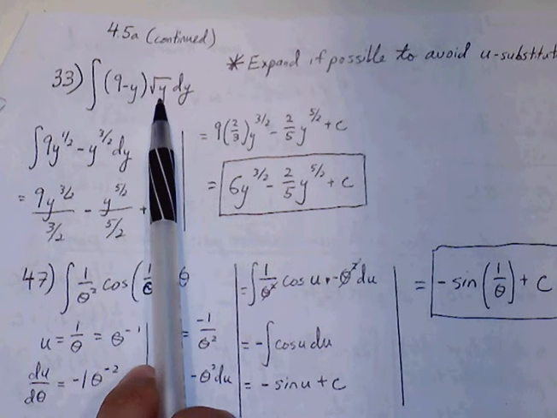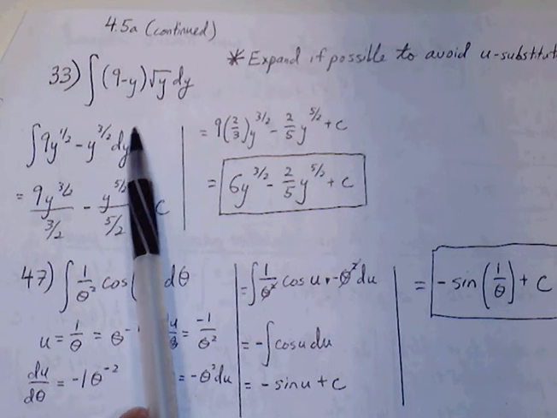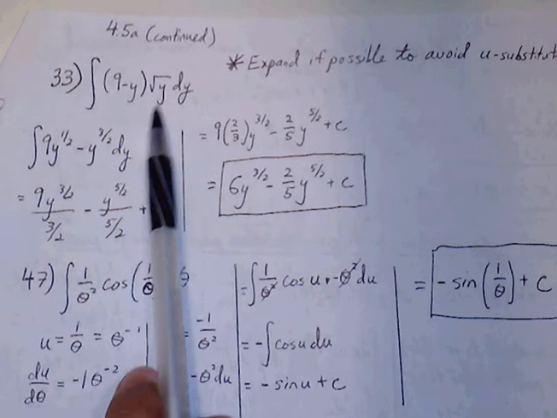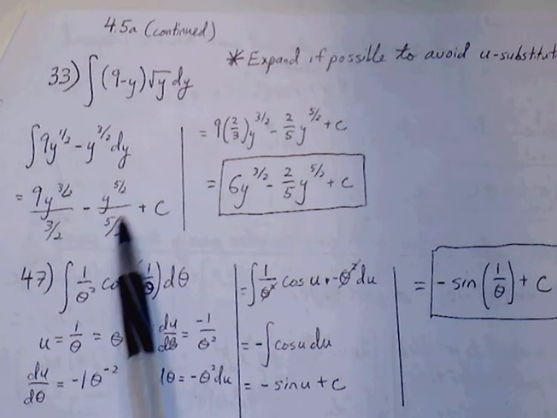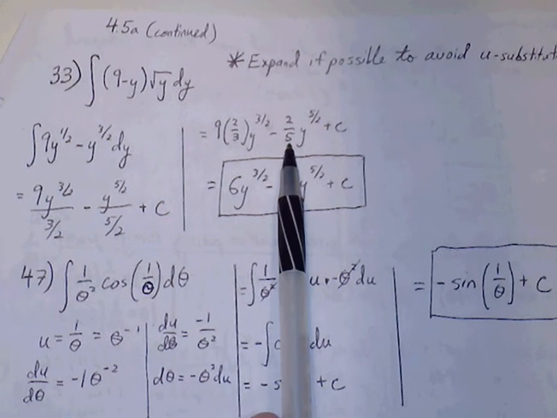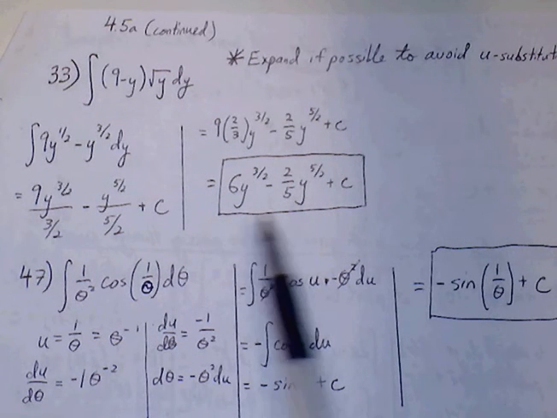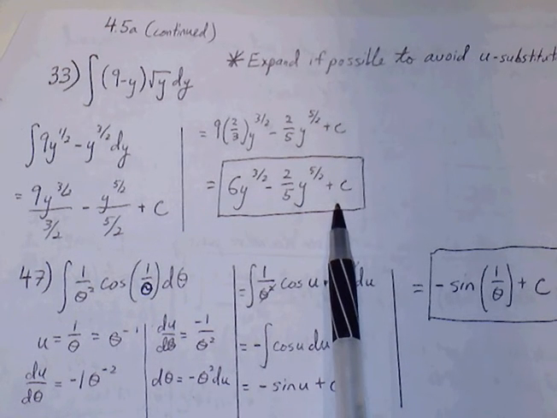So distribute the square root of y through, and when we multiply these two terms, we add bases. So 1 times 1 plus 1/2 is 3/2. So we simply go through power rule and bring up the fraction in the denominator and simplify all that we can.